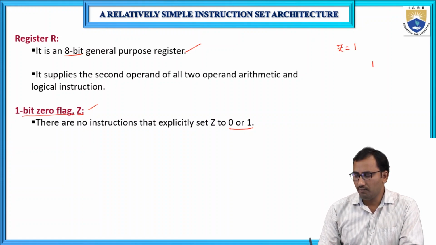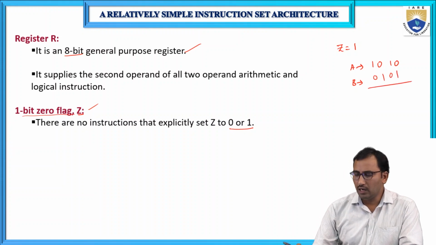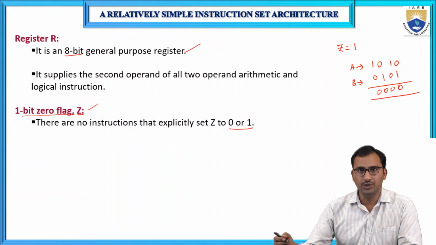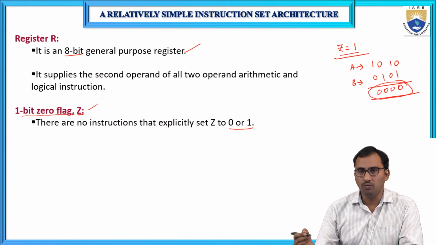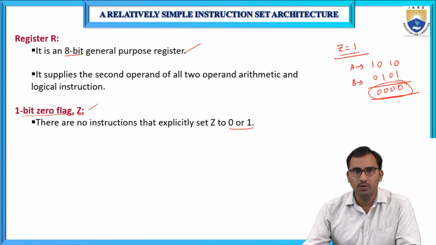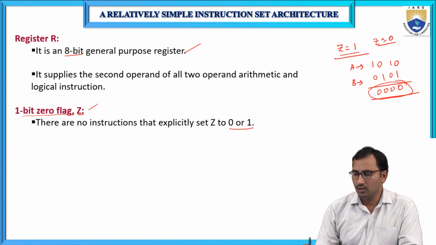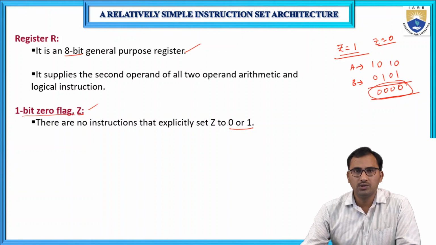Suppose I have 1010 as one value, and another value is 0101. If I perform an AND operation between these two values, then I will get the output as 0. When the output is 0, the Z flag will be set to 1. If the result is a non-zero value, then Z will be equal to 0. So in this way, the zero flag will be set to 1 or 0, depending upon the result of the operation.